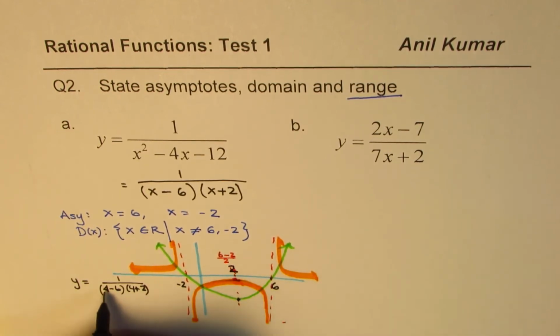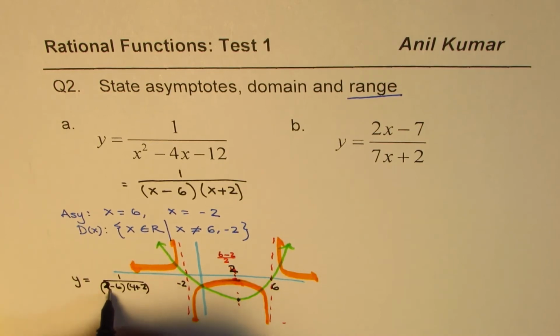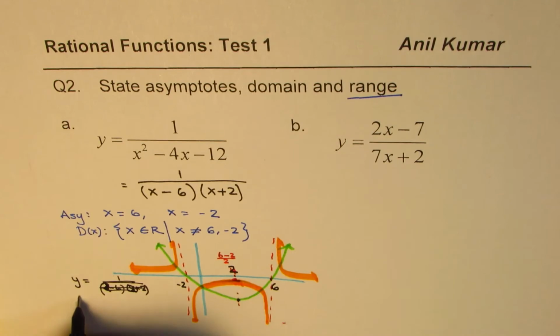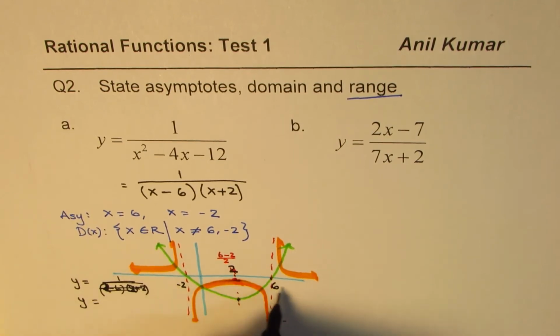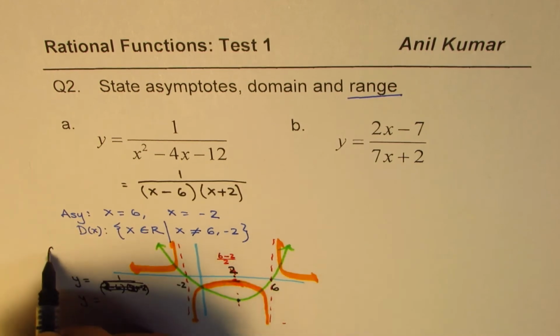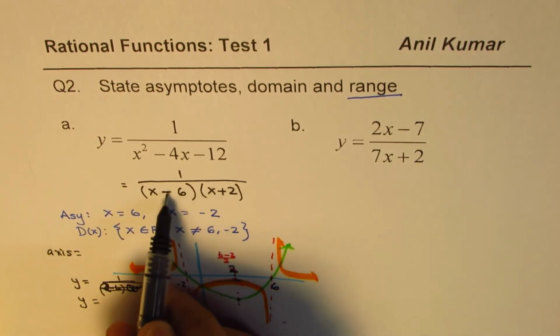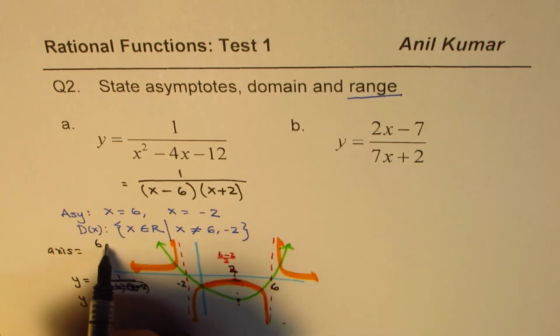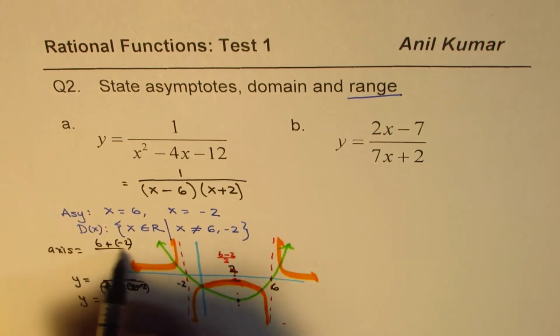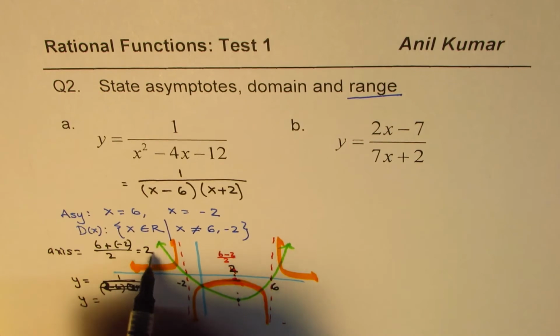I'm sorry, this is 2. So this should be 2. So 2. Okay, 2. Right. So y is equal to, the midway is this point, the center point, or the axis. Let me write it now. Axis is equal to the average of these two roots, which are 6 plus minus 2 divided by 2, which is 4 divided by 2, which is 2, right?